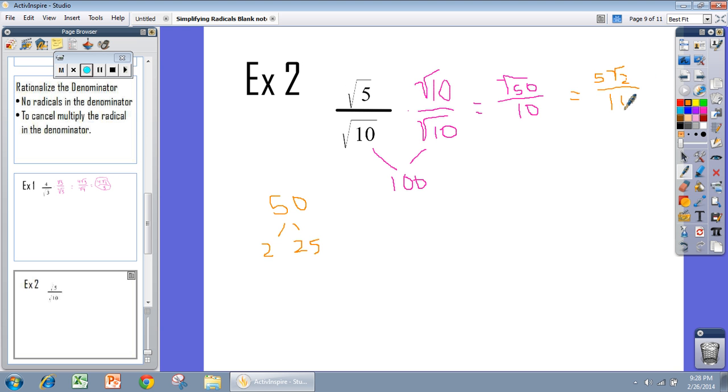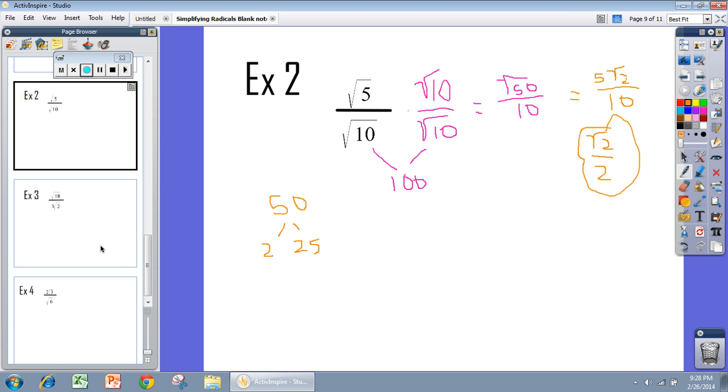All right, now we have to do one more step, I know. 5 divided by 10 is going to be a half. So our final answer is going to be the square root of 2, all divided by 2. Beautiful. Kind of looks like a potato. Okay. We have one more example that we're going to do together, and then we will pause, and you'll do the last one all by yourself.